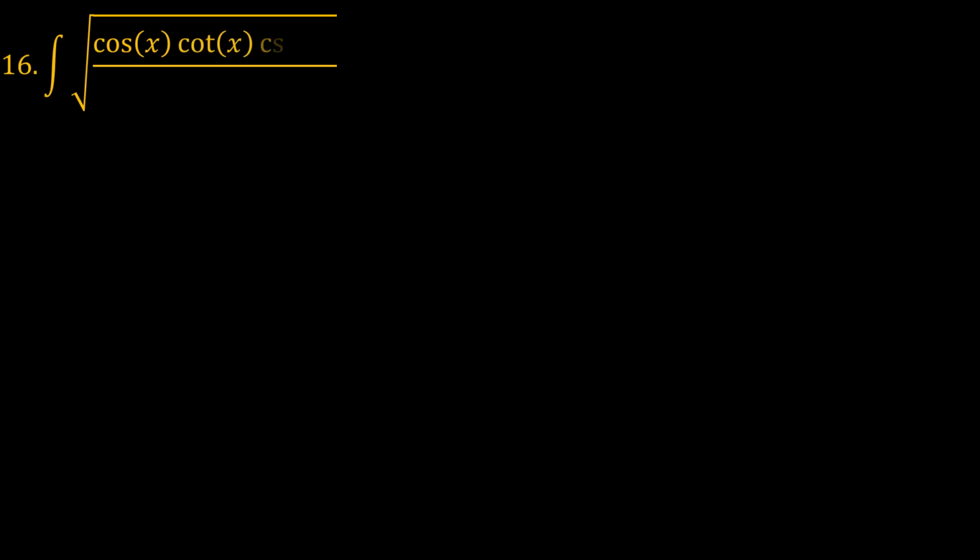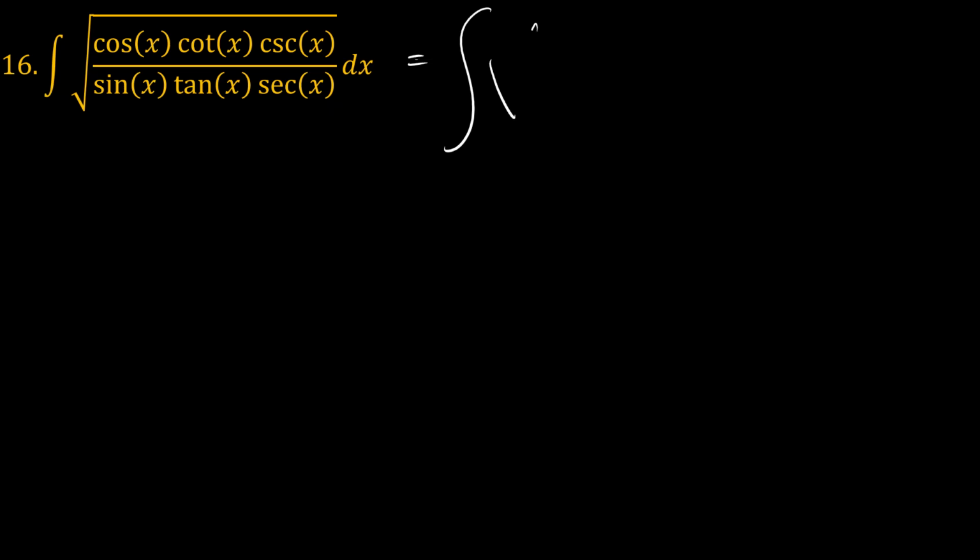So we have problem number 16, which is the definite integral of the square root of cosine of x times cotangent of x times cosecant of x over sine of x times tangent of x times secant of x. So let's just express all these things in terms of the primary trigonometrical functions.